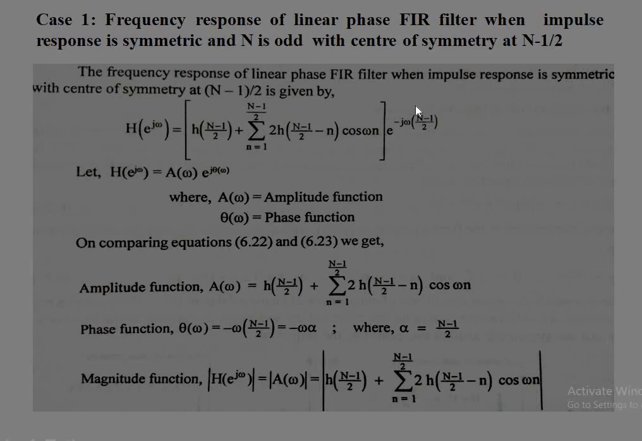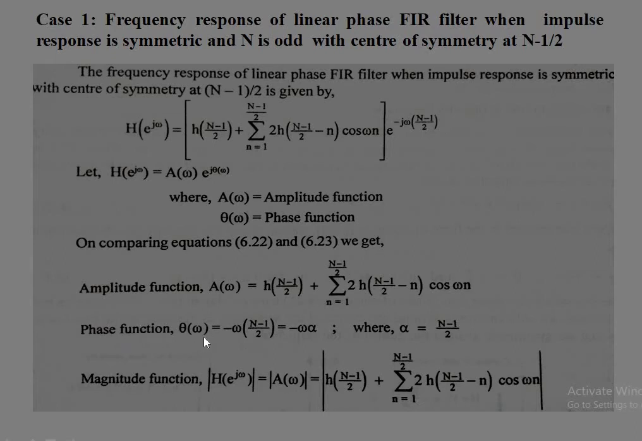Since the magnitude function of e power minus j omega (n minus 1)/2 will be equal to 1 under root of cos square omega (n minus 1)/2 plus sin square omega (n minus 1)/2, this leads to 1. That is the reason we are able to see that the magnitude response function does not have any value of this e power minus j omega.